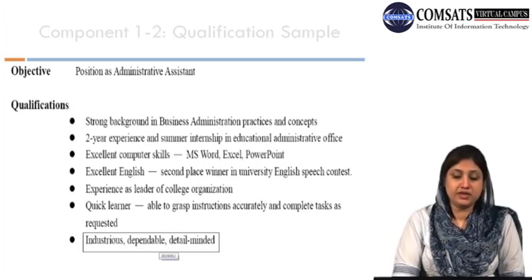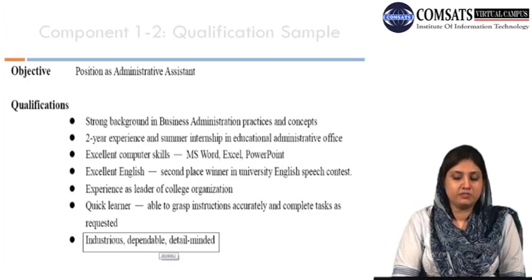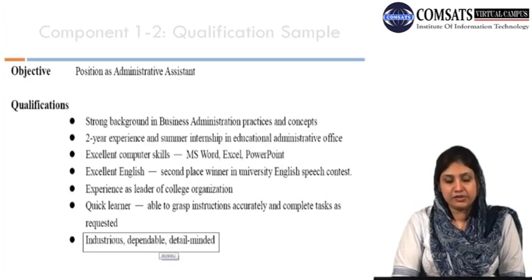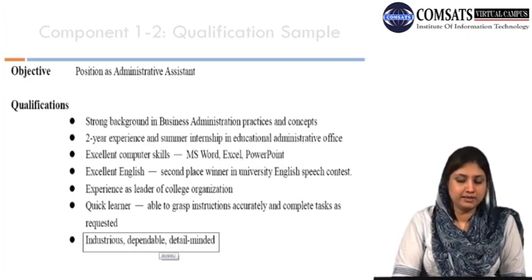Your objective is a position as administrative assistant, and qualifications that you have are: strong background in business administrative practices and concepts, 2-year experience in summer internship in educational administrative office, excellent computer skills, Word, Excel, PowerPoint, excellent English, 2nd place winner in University English Speech Contest, experience as leader of college organization, quick learner, able to grasp instructions accurately and complete tasks as requested, industrious, dependable, and detail-minded.